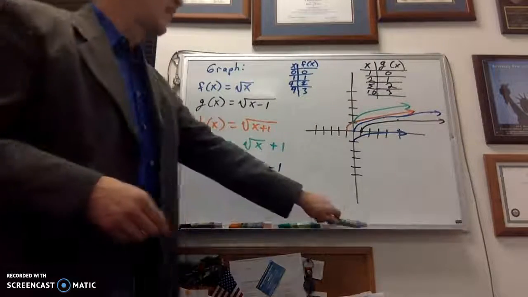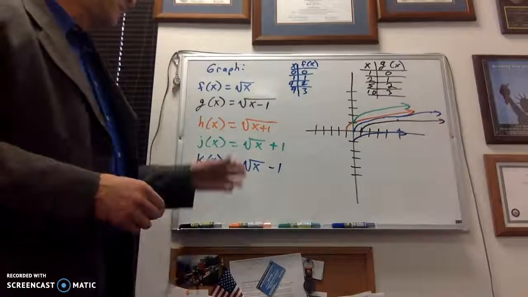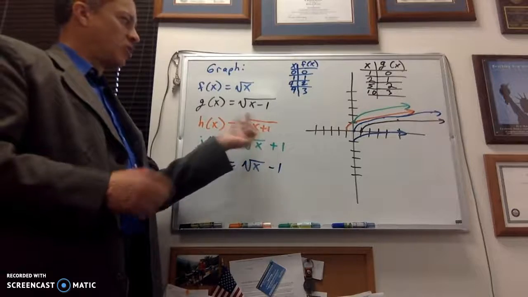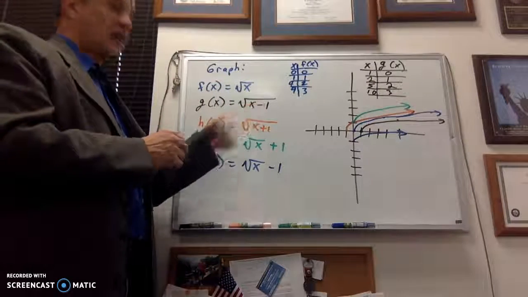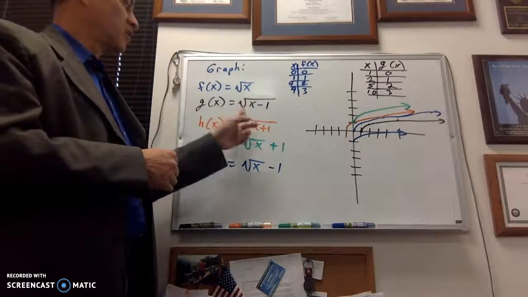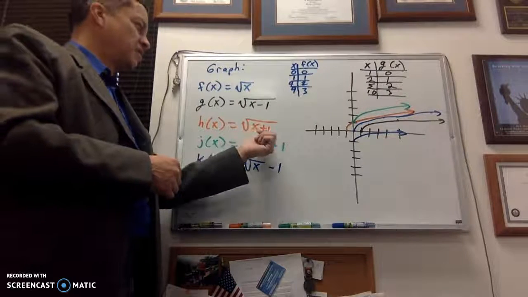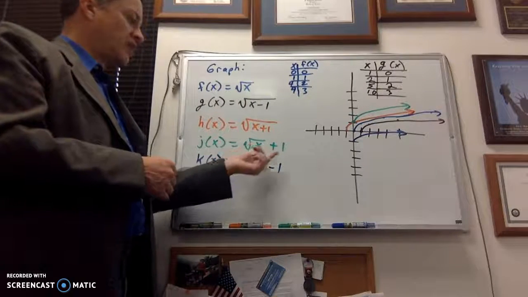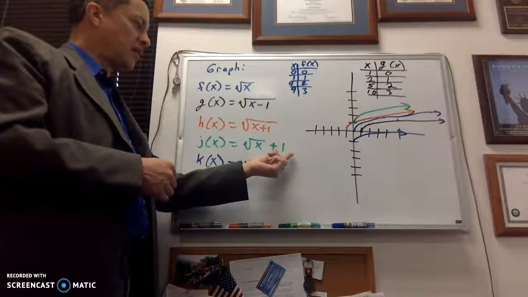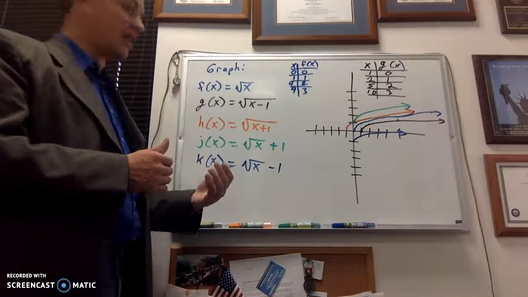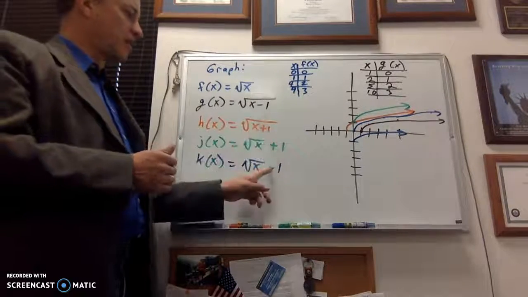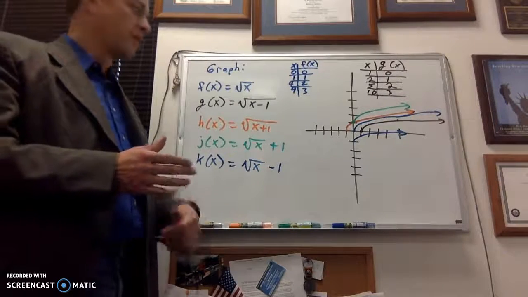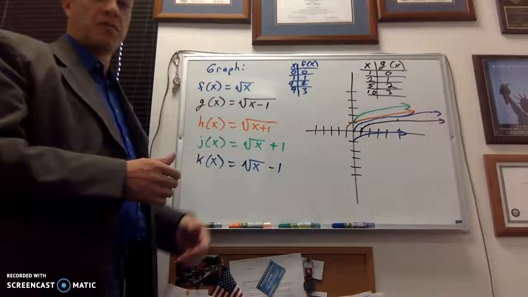Okay, so that's a fast way of graphing these. If you see action going on inside the radical, it's the opposite of what you would think. So x minus 1, it moves to the right, x plus 1 moves it to the left. And if you see action going on outside of the radical, then it's exactly what you would think. If it's plus 1, it goes up. If it's minus 1, it goes down. Okay, or whatever your units would be there.